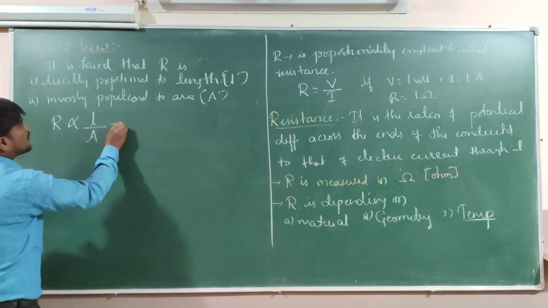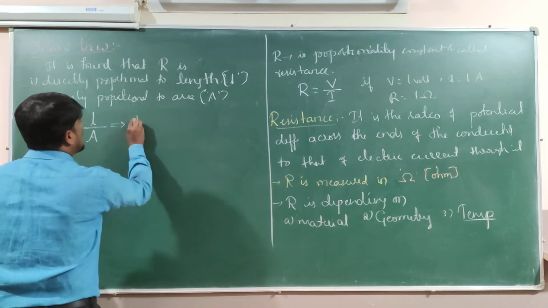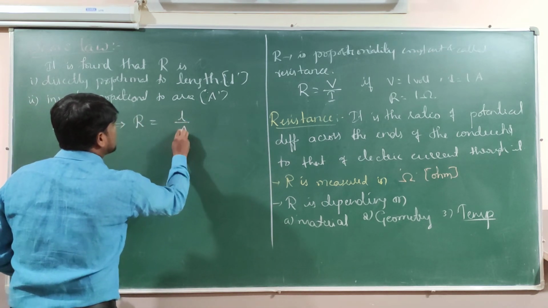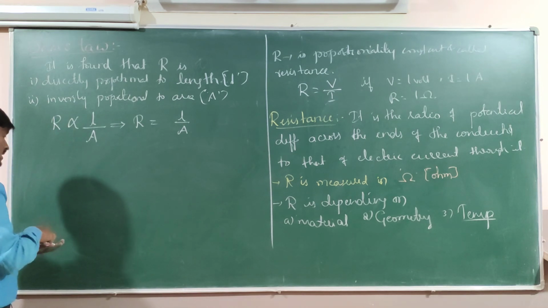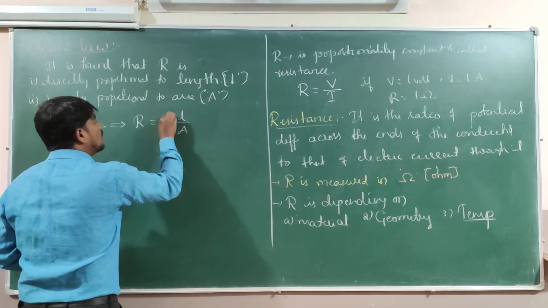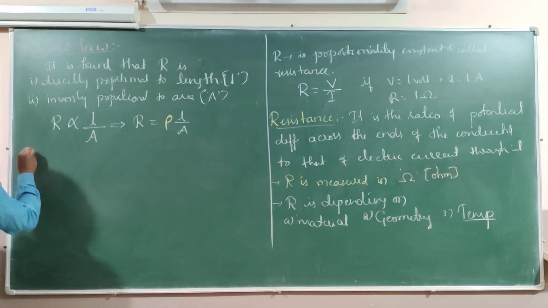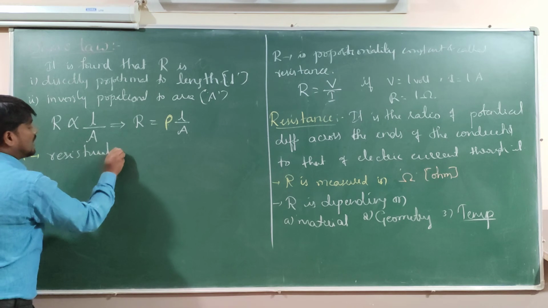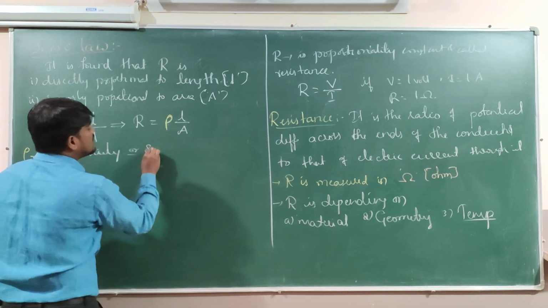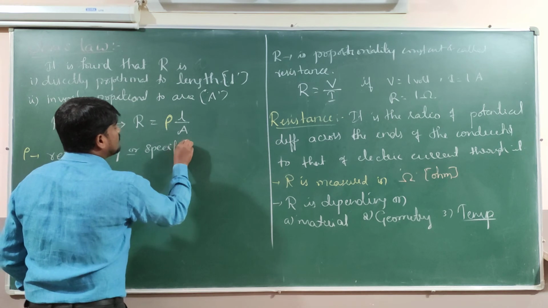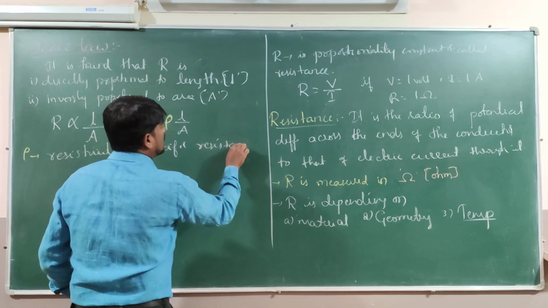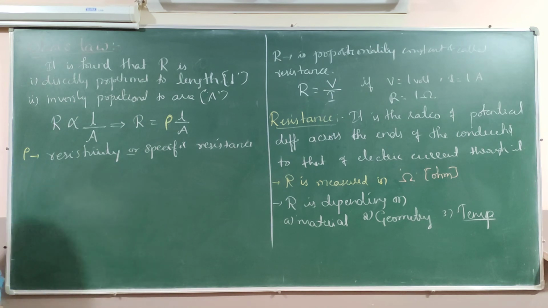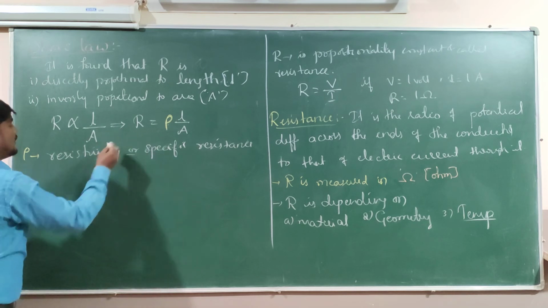After this, if I remove this proportionality by a constant, then I can write R is equal to L by A as it is. But in place of proportional, I have to use a constant, and that constant is given by rho. What is this rho called? Two names are there for this rho. It is called resistivity. One more word is specific resistance. It is also called specific resistance, and also called resistivity. Right. Now, after this, from Ohm's law, we know that.